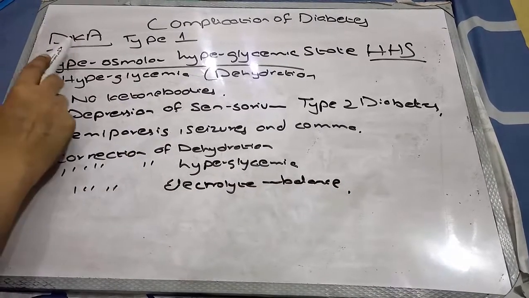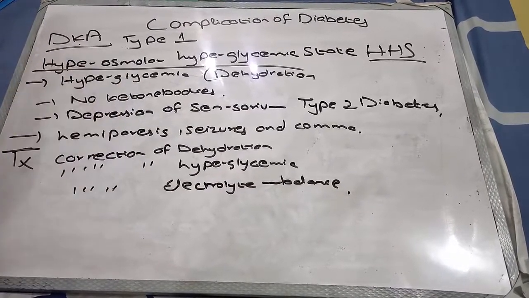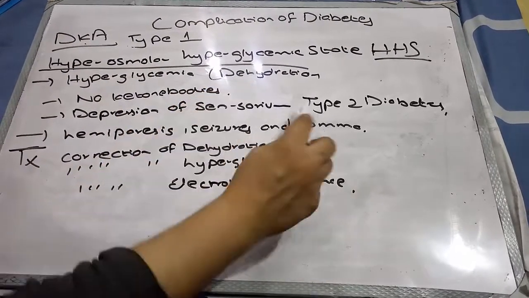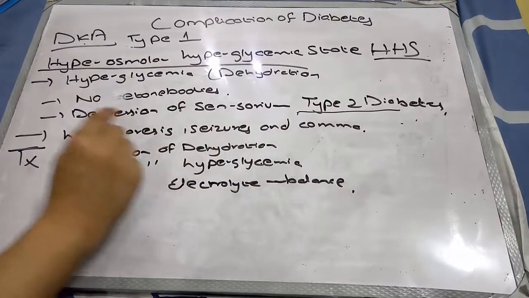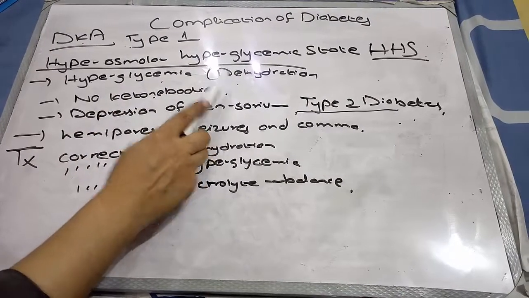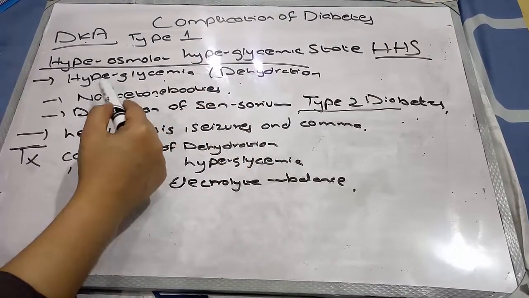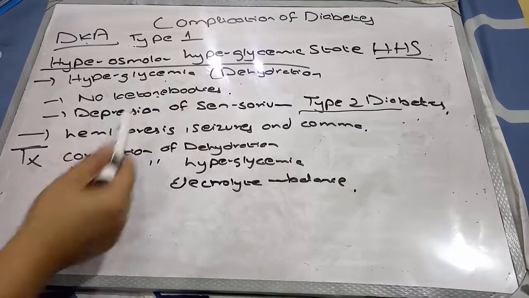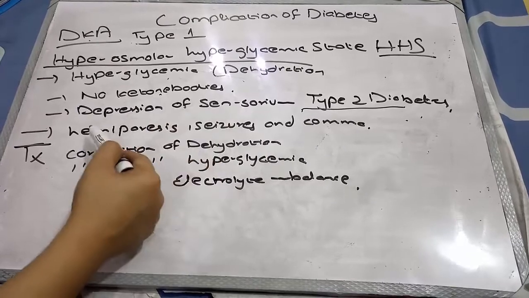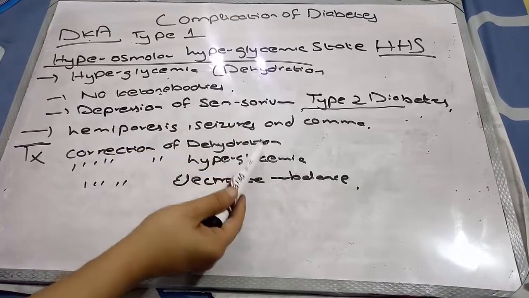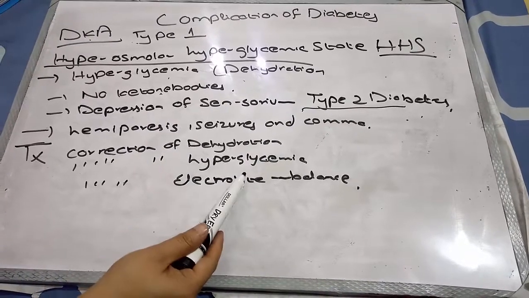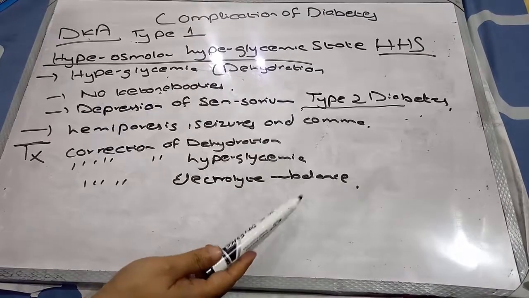So basically in DKA we have presence of ketone bodies, whereas hyperosmolar hyperglycemic state is most common in those patients who have type 2 diabetes, but there is no presence of ketone bodies. Although they have hyperglycemia, dehydration, and excessive urination, there are no ketone bodies. They will have depression of sensorium and neurological alteration, which includes hemiparesis, seizures, and coma. In treatment we will correct dehydration, hyperglycemia, and electrolyte imbalance.